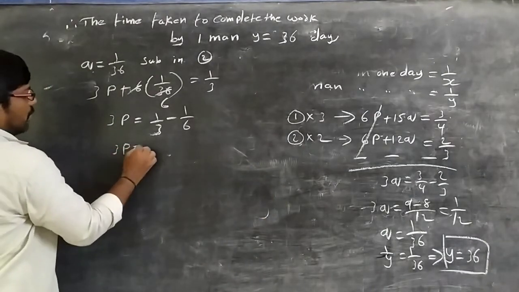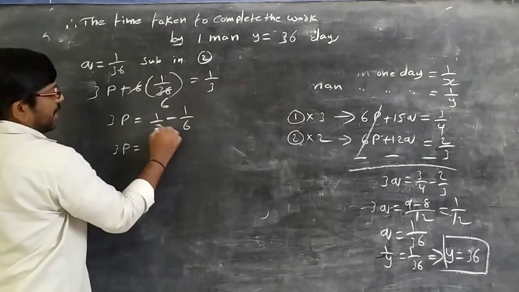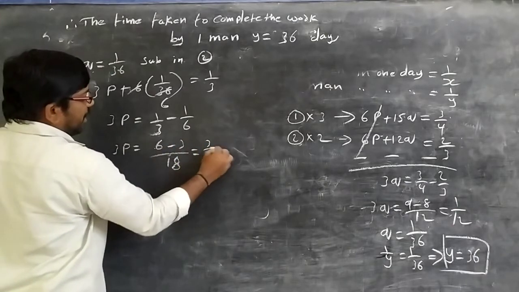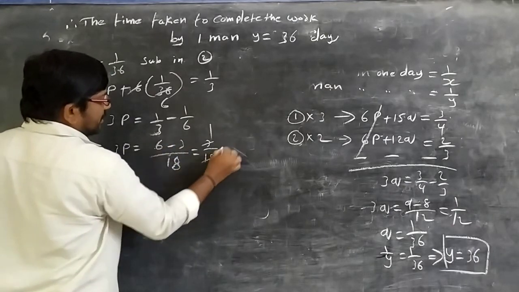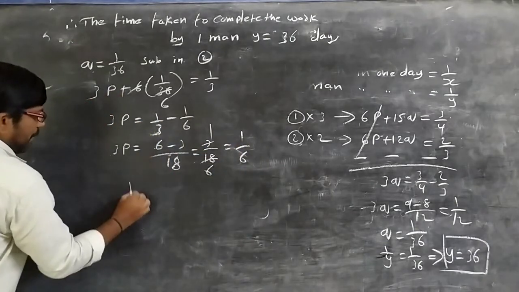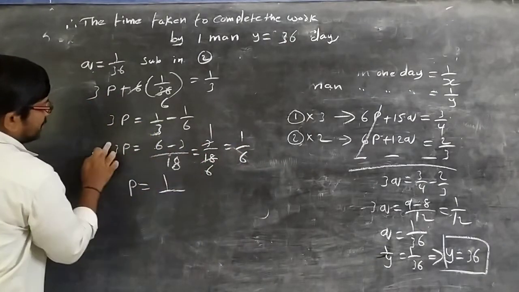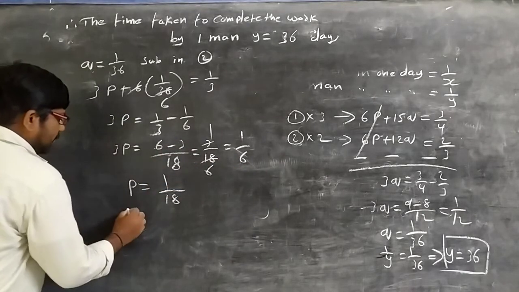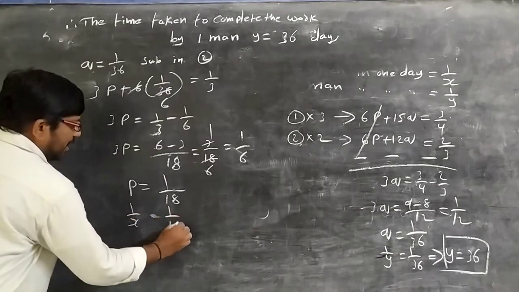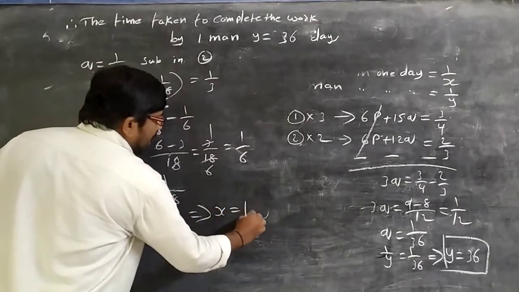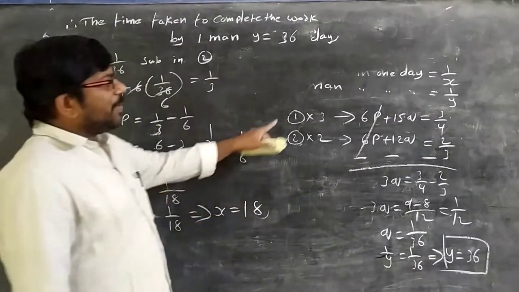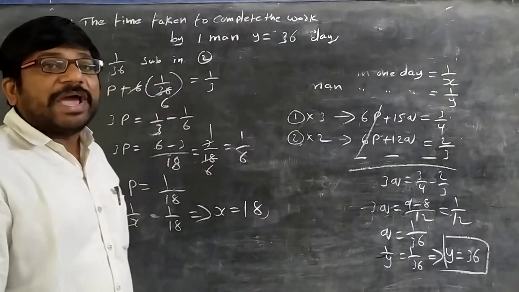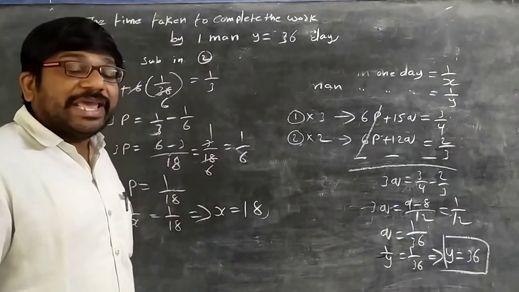3p is equal to 1 by 3 minus 1 by 6, taking it to that side. So 3p is equal to, cross multiplying, 6 ones are 6 minus 3 ones are 3, by 3 6s are 18. That is equal to 6 minus 3, 3 by 18, which is 1 by 6. Then p is equal to 1 by, already 6 is there, 3 6s are 18. P is equal to 1 by 18. What is p here? 1 by x is equal to 1 by 18. That implies x equals 18 days. Here x represents the time taken to complete the work by one woman, which is 18 days.